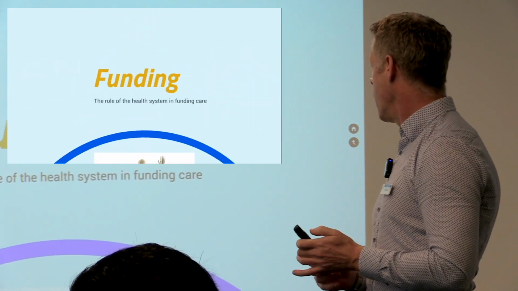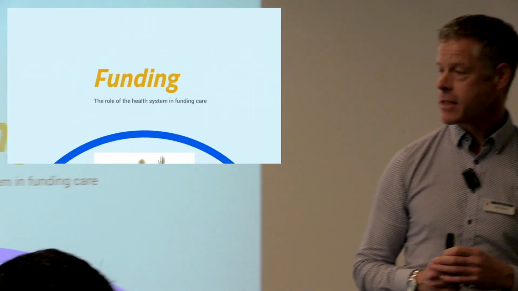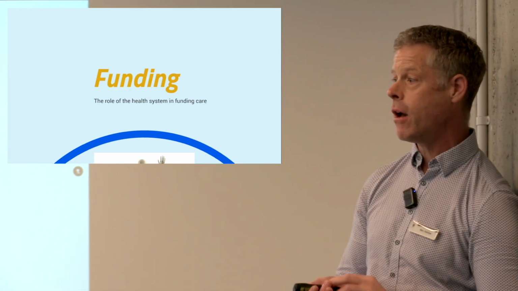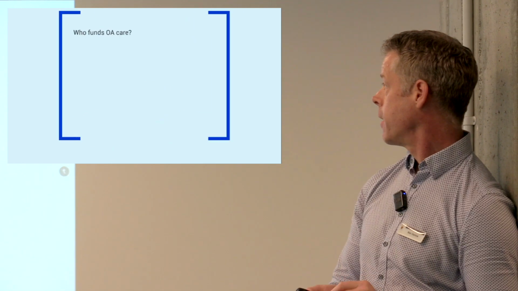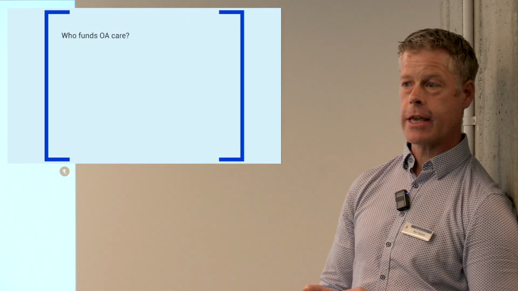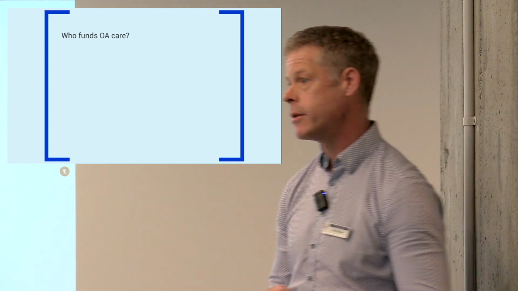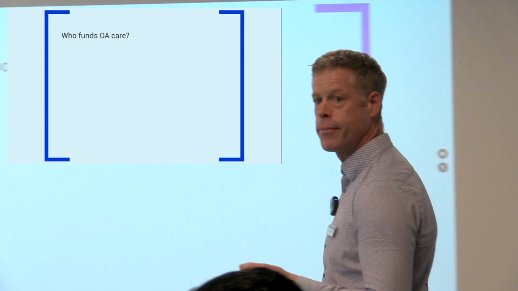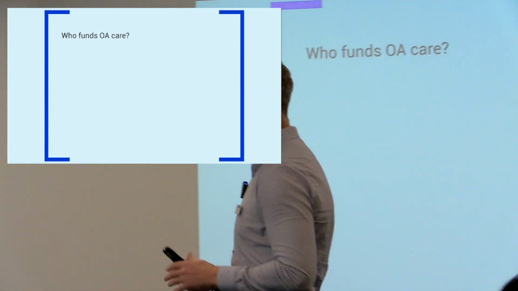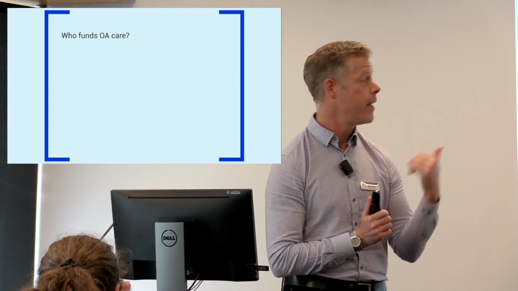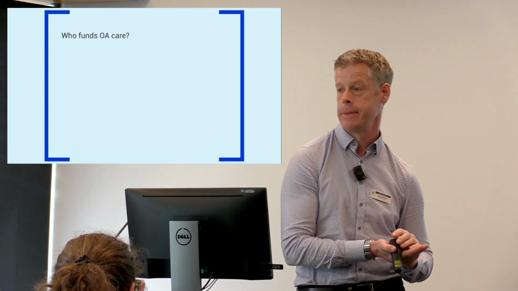So, the learning outcome for this is to understand the role of the health system in funding the care of people who have osteoarthritis. So, who funds the care of people who have osteoarthritis in Aotearoa, New Zealand? ACC funds a portion, and we'll talk about that a little bit more in the group exercise that you'll do shortly. Who else?